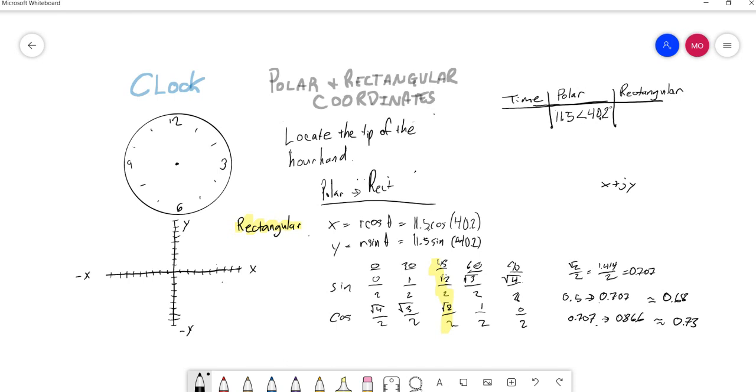We plug it back into our formula for our polar to rectangular coordinates. And once we do that, we just do 11.5 times 0.73 and also 11.5 times 0.67. Now we don't want to use a calculator. We're just going to run through this as a quick rough example.